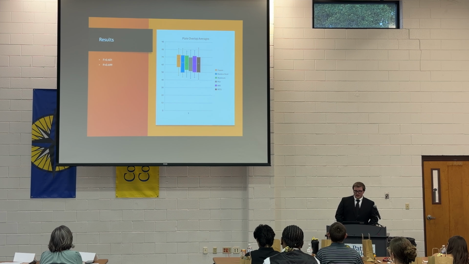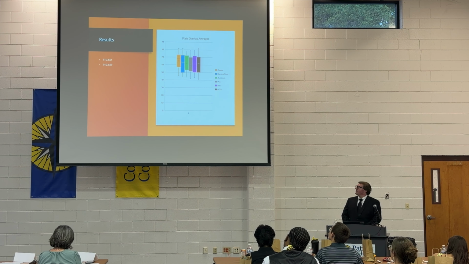For my results, I ran the test and then graphed all the information. The X in each little box on the box and whisker plot represents the mean for that group. So, which leads me into my test statistic, which was an F value of 0.601.